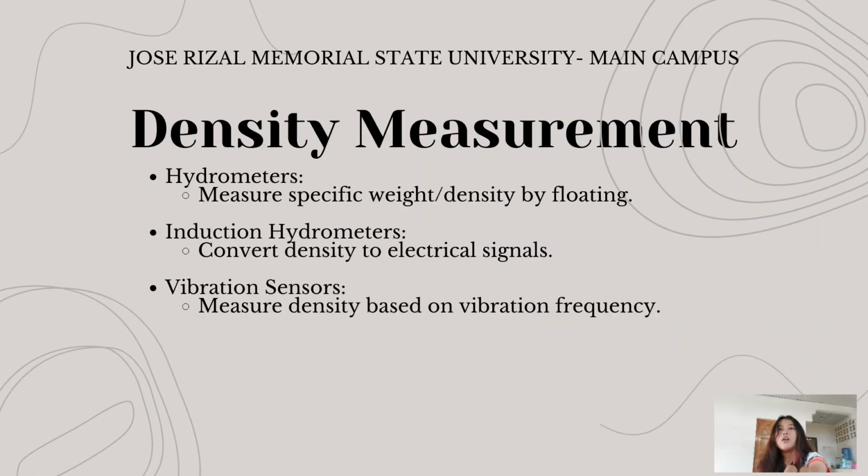Measurement tools. Hydrometers are devices that float in the liquid to measure specific gravity. Induction sensors translate density into electrical signals. And then the vibration sensor measures density based on vibration frequencies. Density is crucial in applications such as fluid mechanics, material science, and quality control in industries.